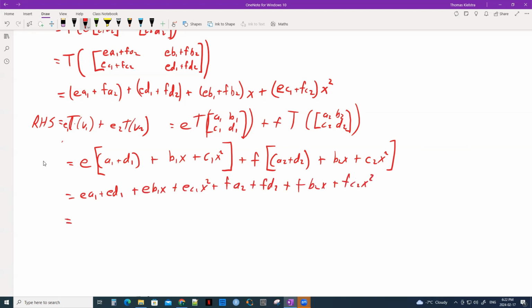Grouping and rearranging, we get E A1 plus F A2 plus E D1 plus F B2 plus E B1 plus F B2 times X plus E C1 plus F C2 times X squared.